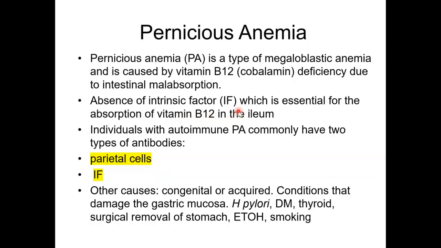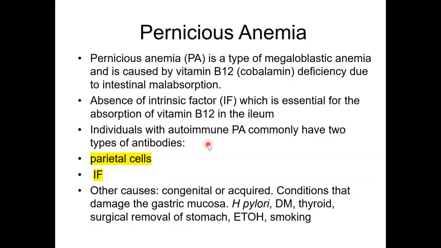So we have intrinsic factor in our belly, and that is important so we can absorb B12. If they're missing this intrinsic factor, like I said, they can take all the B12 they want, they're not going to absorb it, and they will have a chronic vitamin B12 deficiency, which is pernicious anemia.